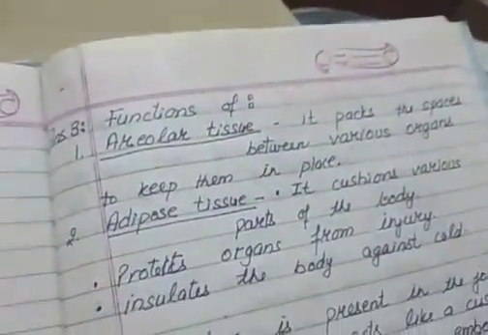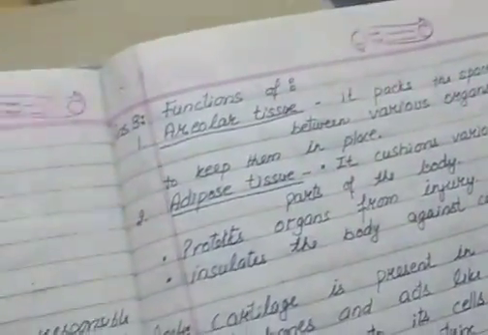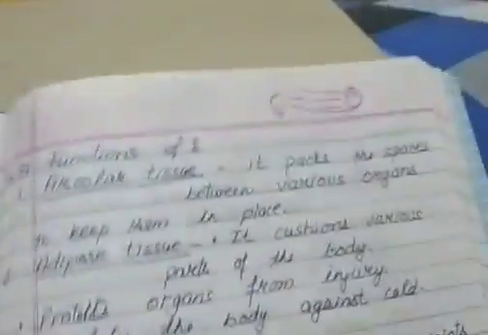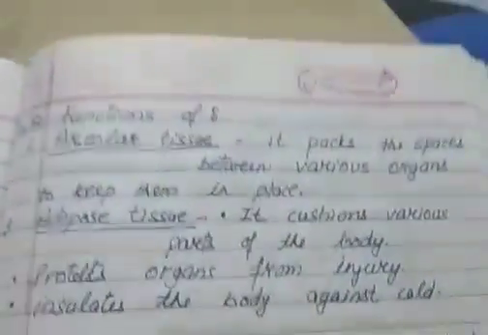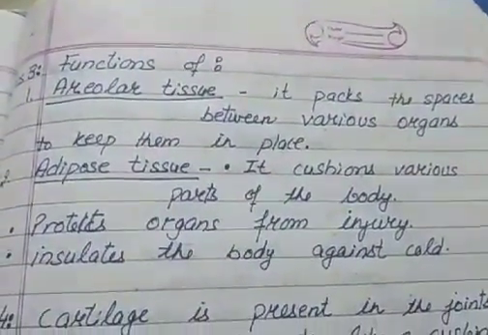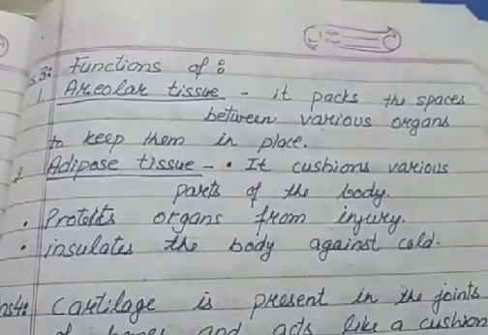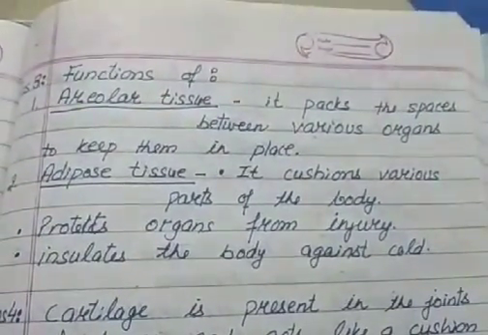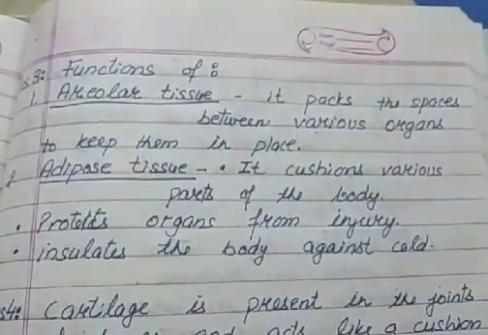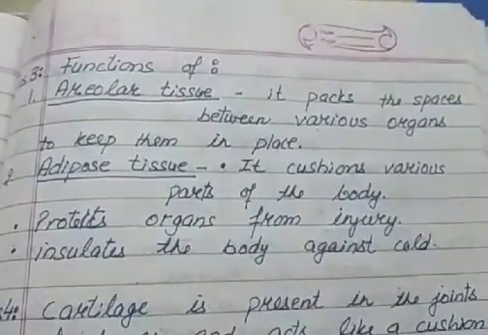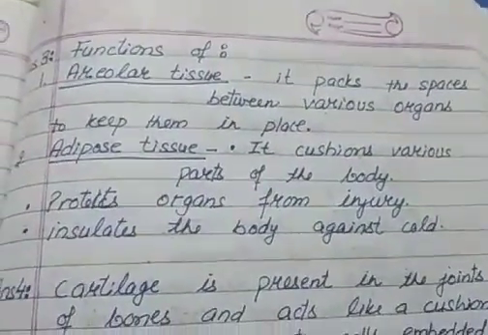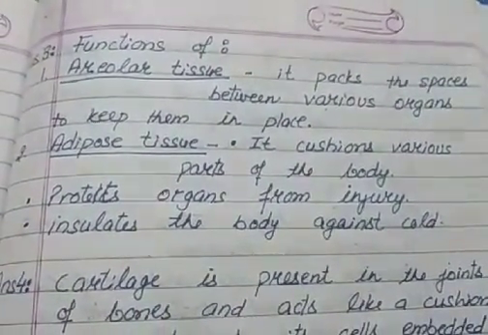Now our third question is, describe the function of areolar tissue and adipose tissue. So we will write the functions of areolar tissue and adipose tissue. So first is areolar tissue. It packs the spaces between various organs to keep them in place. Second, adipose tissue. It has three functions.